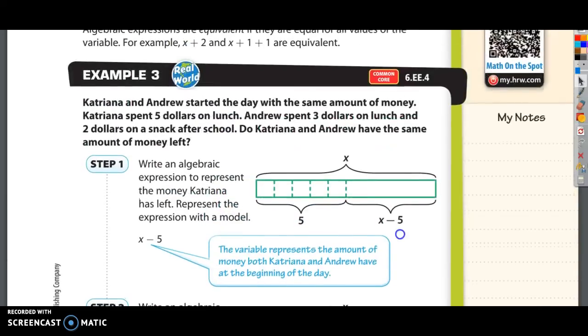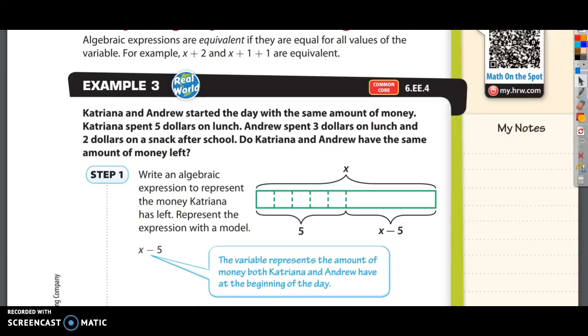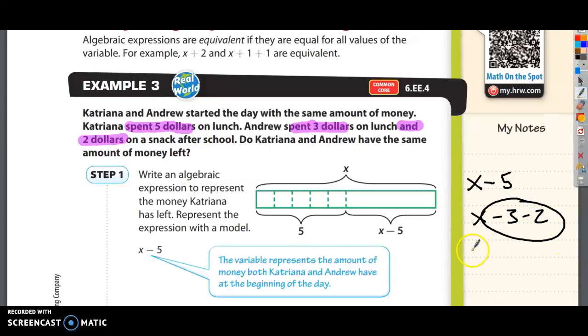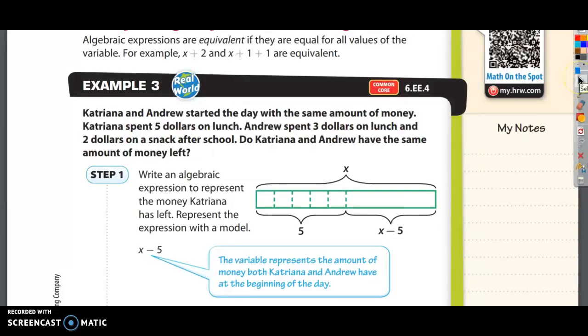Now, how could you have figured that out from the model? She spent $5, and he spent 3 and 2. So hers looks like x minus 5, and his looks like x minus 3 minus 2. But if you combine the minus 3 and the minus 2, it's a total of minus 5. So they spent the same amount.